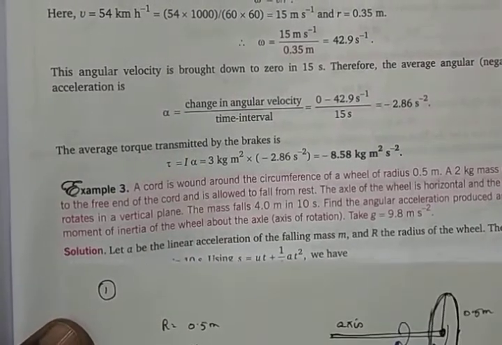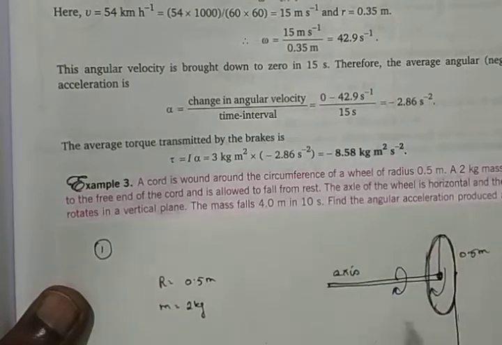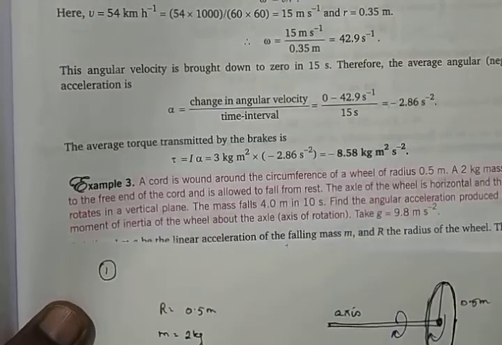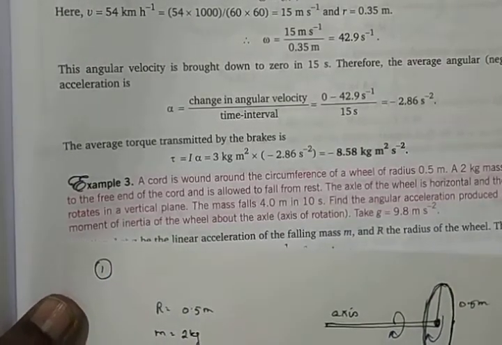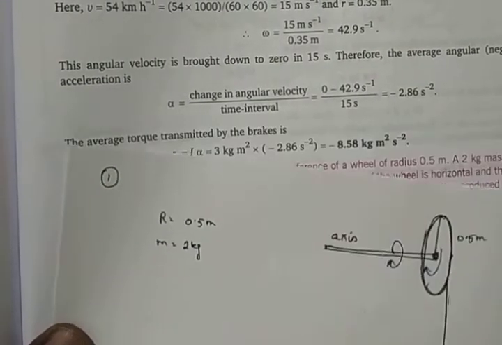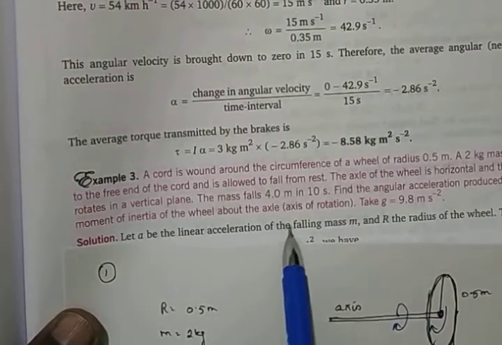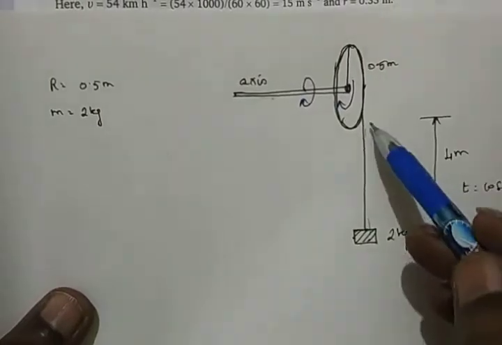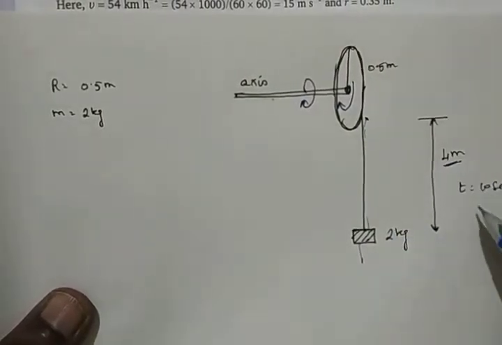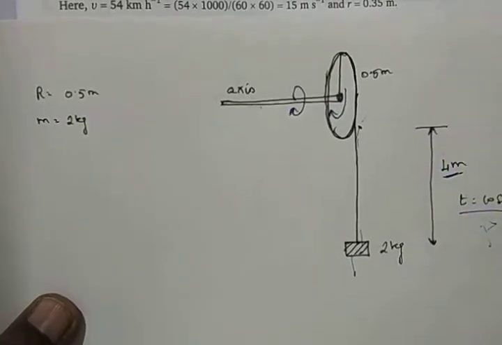The axle of the wheel is horizontal. That means this axle is horizontal like this, and the wheel rotates in the vertical plane. The wheel rotates in this way. The mass falls 4 meters in 10 seconds. That means this mass drops down 4 meters in a time span of 10 seconds, right?